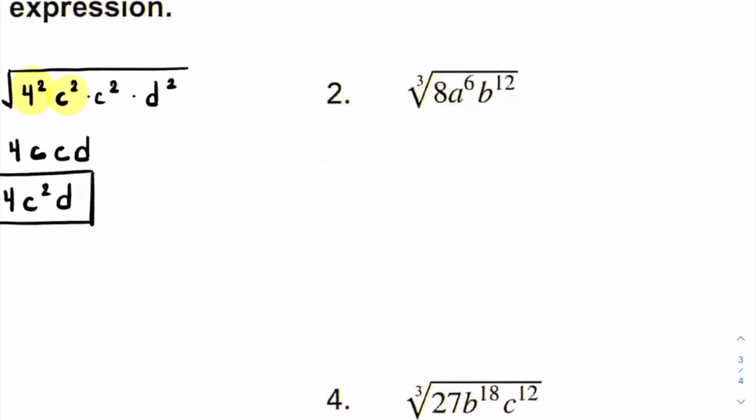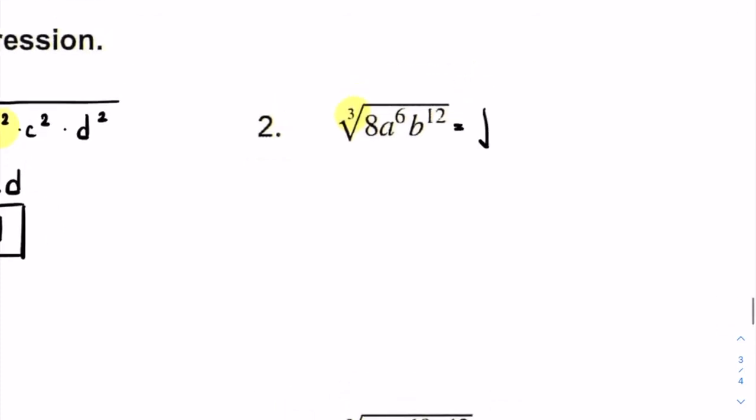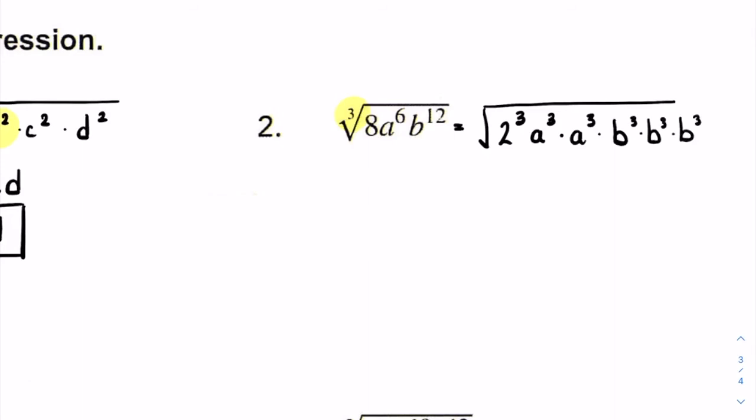Number 2 is a cube root. We have the cube root of 8 times a to the 6th times b to the 12th. I'm going to rewrite any term that I can as a group of 3. I know I can rewrite 8 as 2 cubed. A to the 6th can be a cubed times a cubed, so 2 groups of 3. B to the 12th would be b cubed times b cubed times b cubed times b cubed.